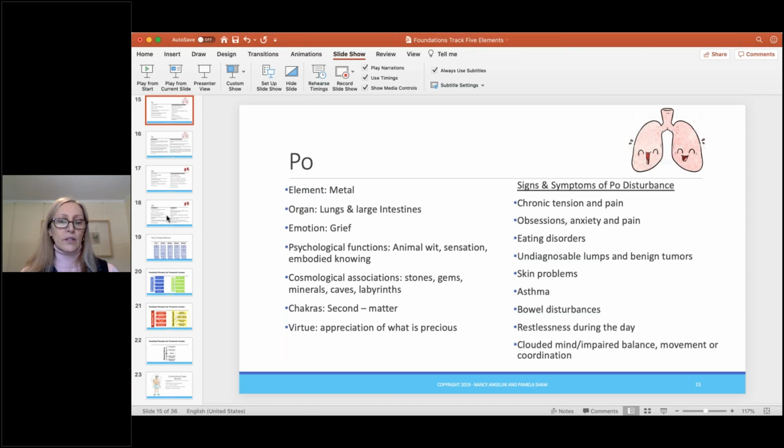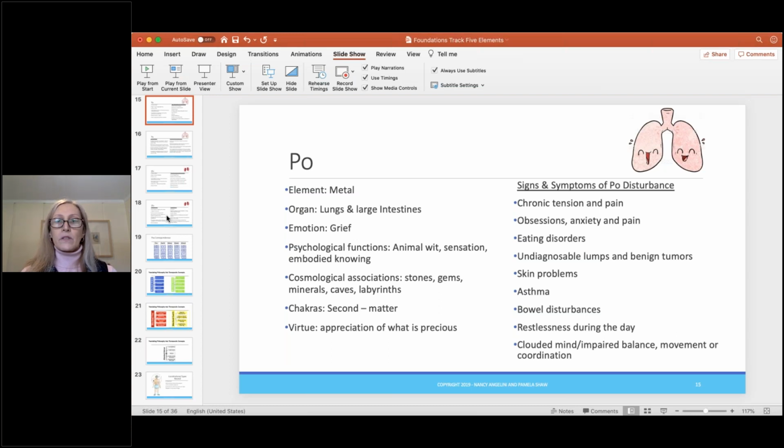This is the second chakra. It's matter, right? It's the earth pressing on this material to make diamonds, right? That's matter. And the virtue is the appreciation of what is precious, right? That understanding of what should be preserved as precious versus the dying off of things that are unnecessary, right? The separating the wheat from the chaff.